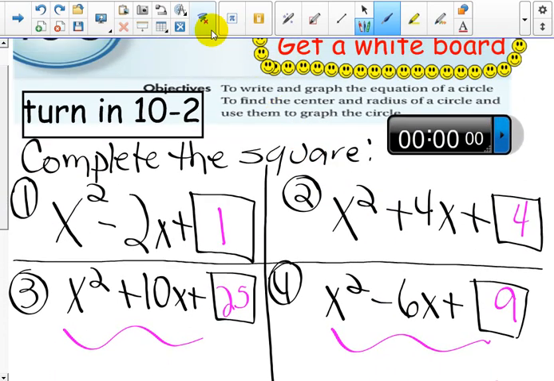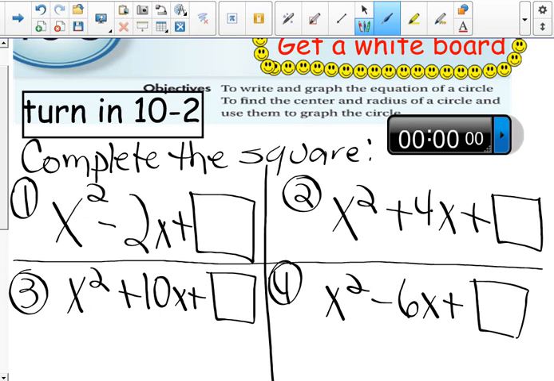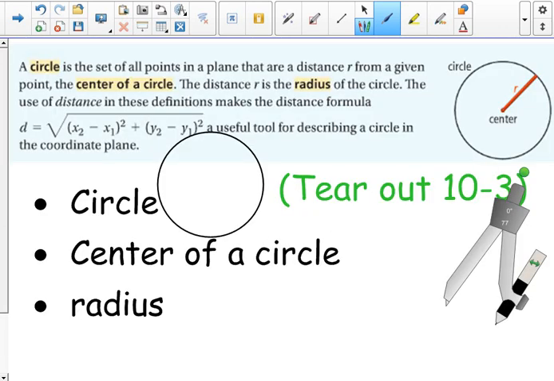Okay, so let's move on. It's important to remember how to complete the square because you're going to use this in many techniques to solve these problems. So make sure you have 10-3 torn out of your workbook, and we're going to talk about what is a circle. A circle is a set of all points on a plane that are a distance r from a given point in the center of the circle.